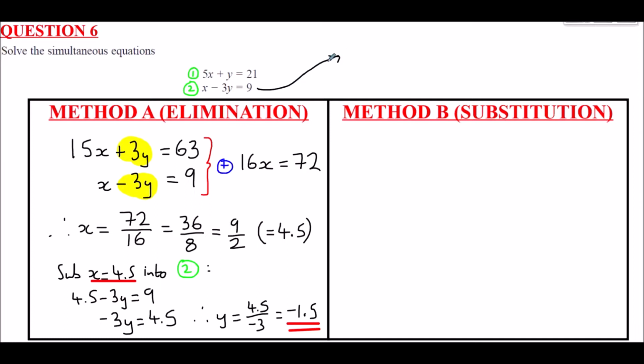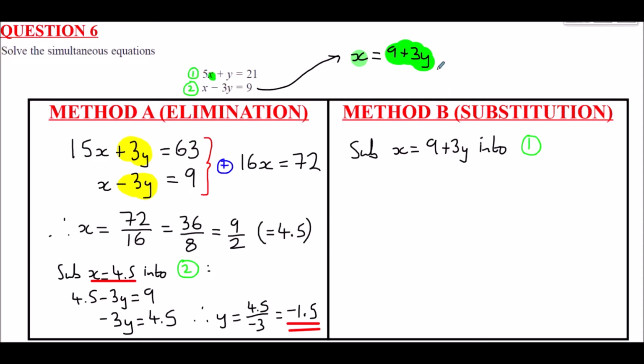So, for example, I just need to make either x or y the subject for one of these equations. So if I pick the bottom equation and make x the subject, I can see that x equals 9 plus 3y, just by adding 3y to both sides. So what I can do now is substitute this into equation 1. So let's do this now. I'm going to substitute x equals 9 plus 3y into equation 1. And it would have worked if I'd made y the subject and substituted that into a different equation. So there's more than one way of doing it.